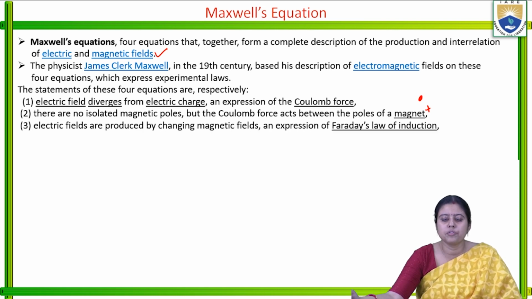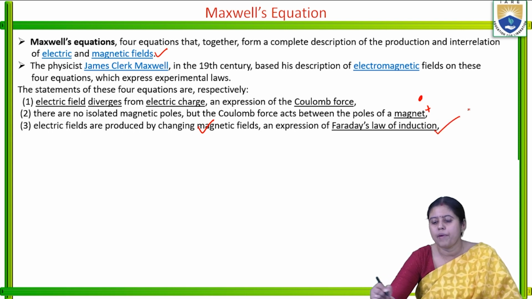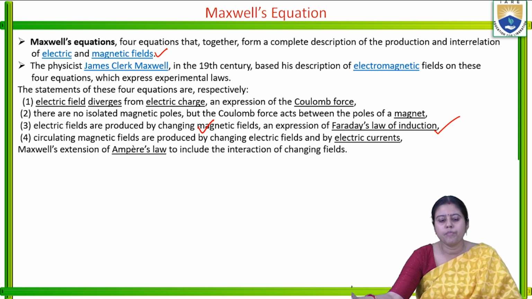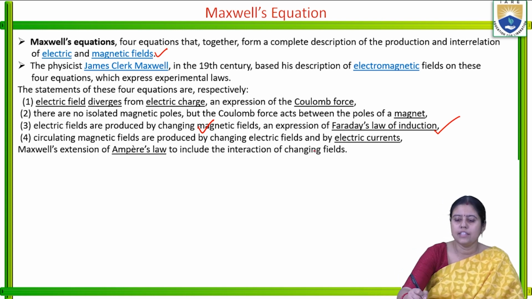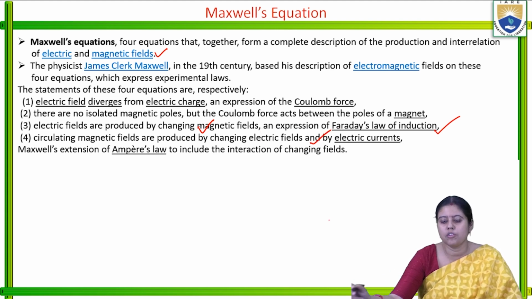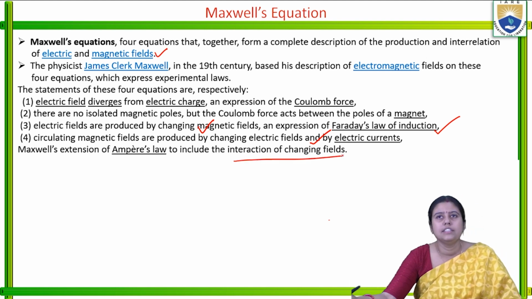Third, electric fields are produced by a changing magnetic field, an expression of Faraday's law. If the flux is time varying, there is an electric field, and this is known as Faraday's law of induction. The fourth law is that circulating magnetic fields are produced by electric currents and by changing electric fields. Maxwell's extension of Ampere's law includes the interactions of the changing field.